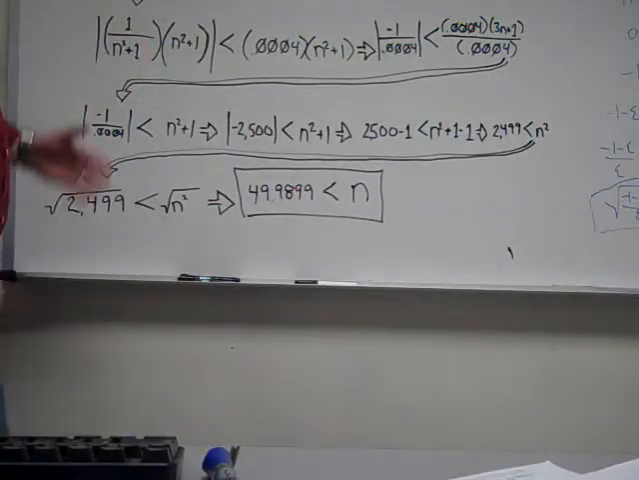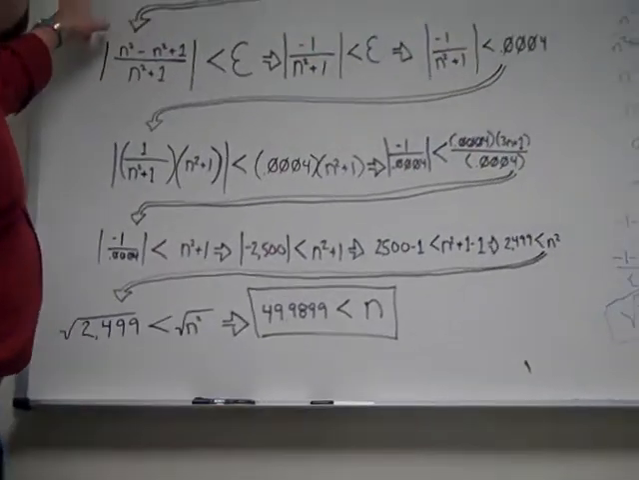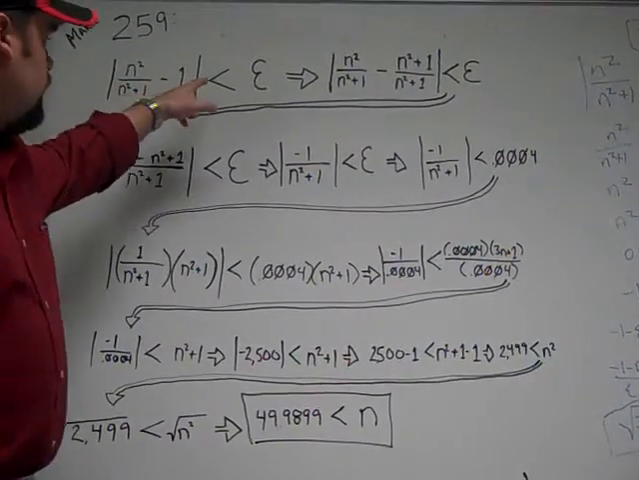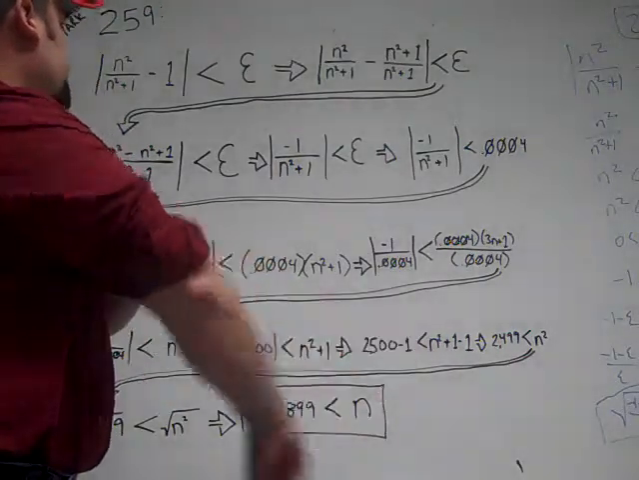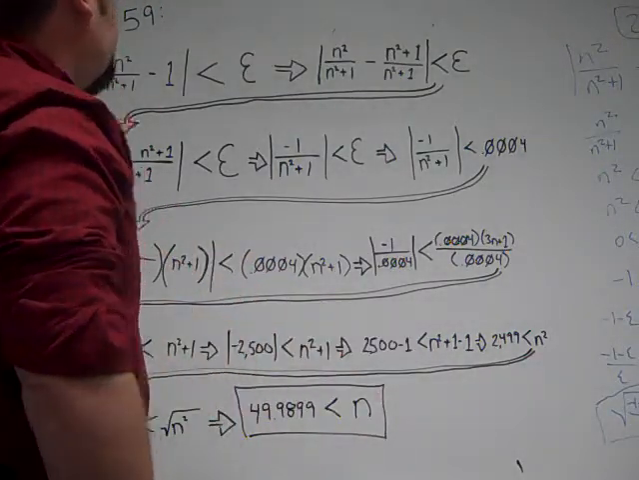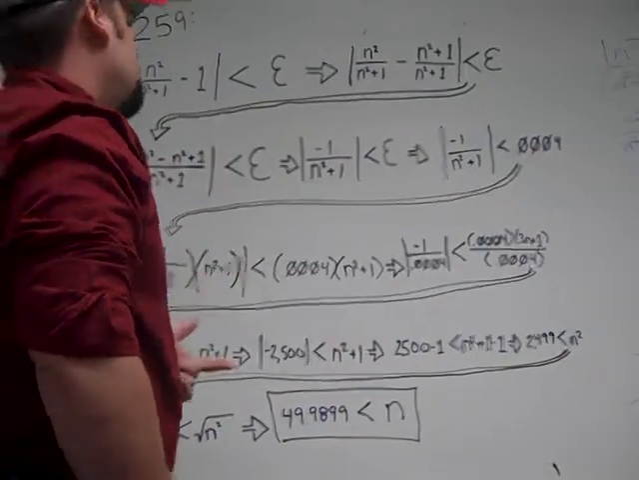squared plus 1 minus 1 is less than epsilon. Our absolute value of n squared over n squared plus 1 minus 1 is less than epsilon. Basically just solving for n. They give you the value of epsilon, which is 0.0004.